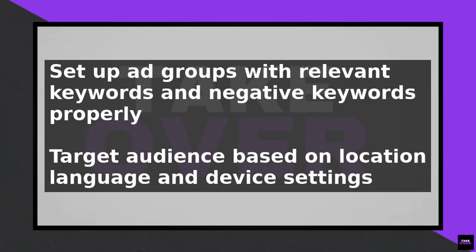Google Ads will review your campaign and ads to ensure they meet their policies. And once approved, your ads will start showing to customers. Monitor your campaign regularly to ensure it is performing well and make adjustments as needed.